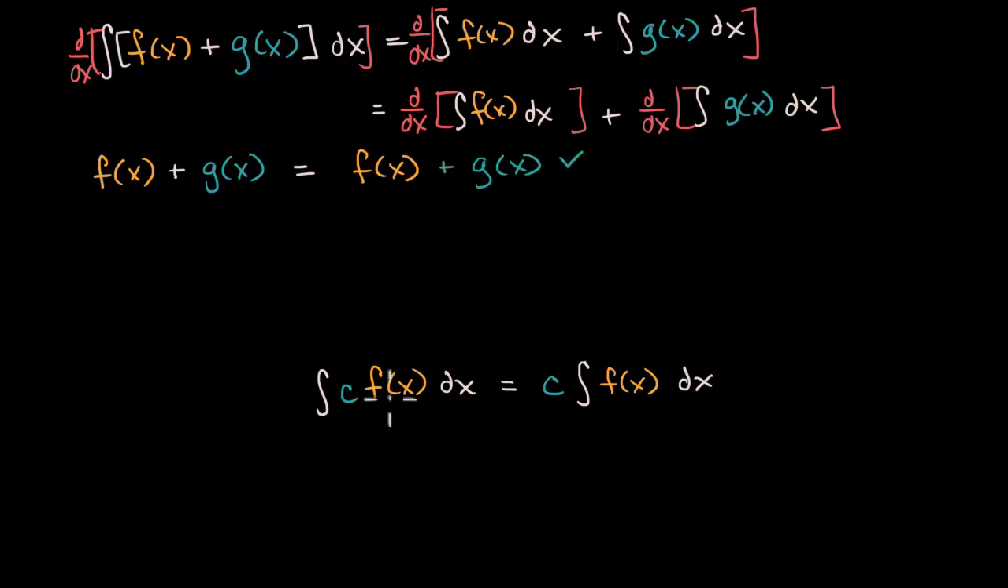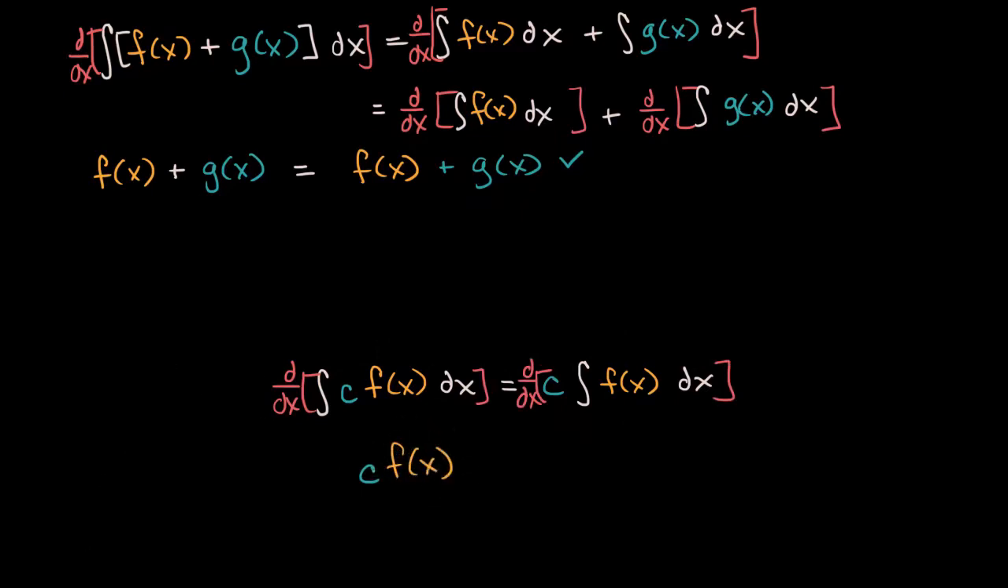So now let's tackle this. Well, let's just do the same thing. Let's take the derivative of both sides. So the derivative with respect to x of that, and the derivative with respect to x of that. The left-hand side will clearly become c times f of x.